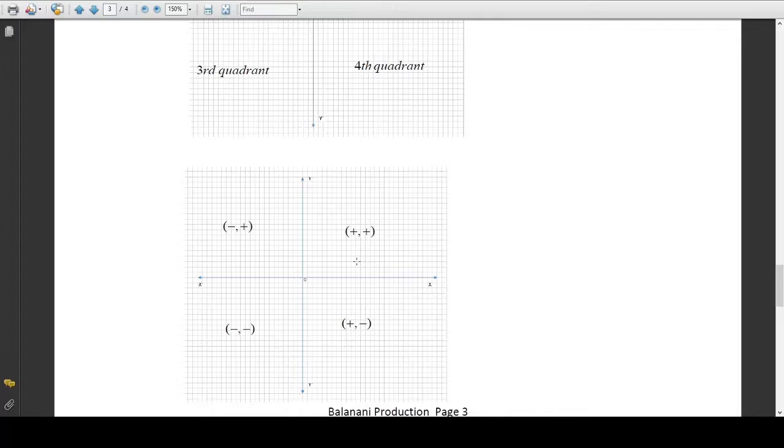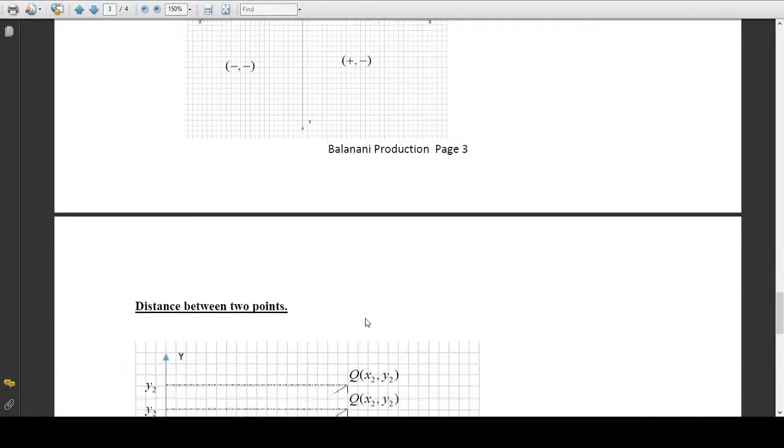Remember this, the position of any point on the first, second, third, and fourth. On the first quadrant, both x and y will be positive. On the third quadrant, both x and y will be negative. On the second quadrant, x is negative, y positive. On the fourth quadrant, x is positive, y is negative.